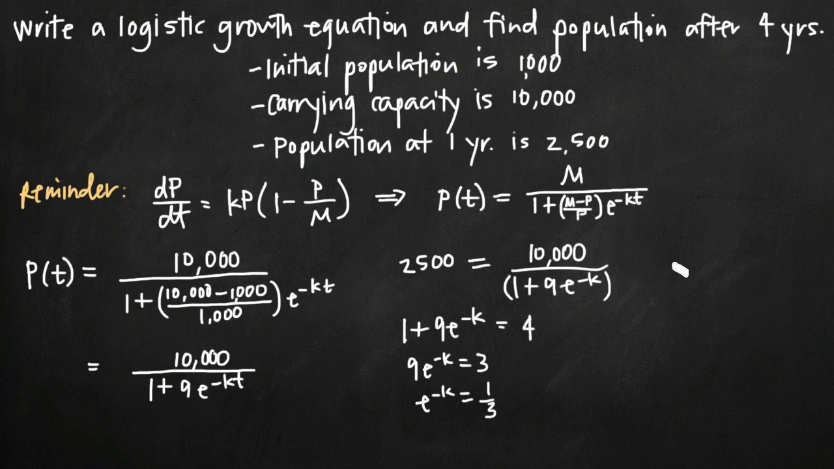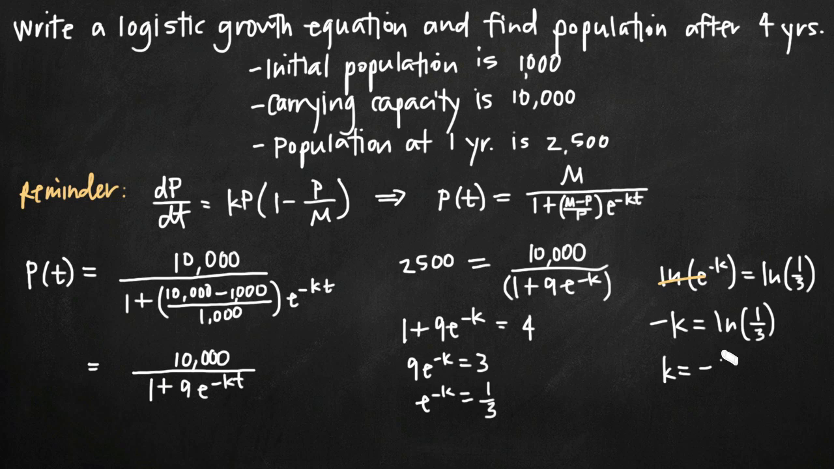Then if we take the natural log of both sides, we'll get natural log of e to the negative k is equal to natural log of 1/3. The natural log and the e on the left-hand side will cancel, and we'll just be left with negative k is equal to natural log of 1/3. Multiplying both sides by negative 1 to solve for k, we get k equals negative natural log of 1/3.